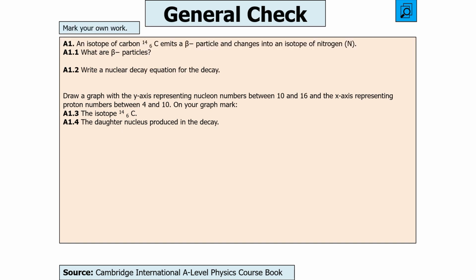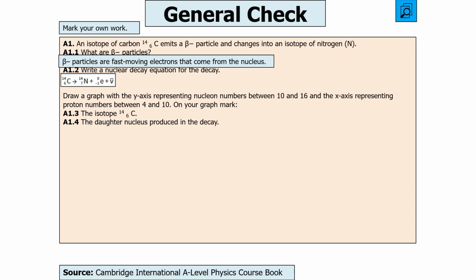Right, beta minus particles are fast moving electrons, and this is important: for every nuclear decay, they come from the nucleus themselves. So you can see the decay equation here. Remember, the antineutrino is needed to conserve the lepton number in this decay.